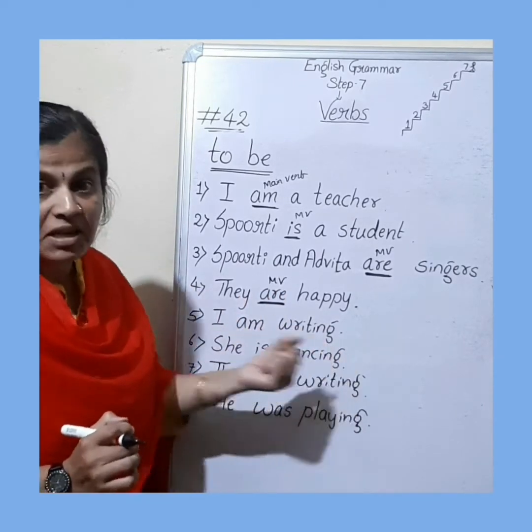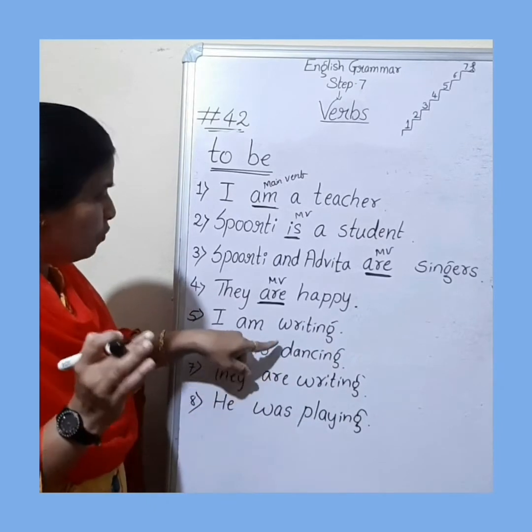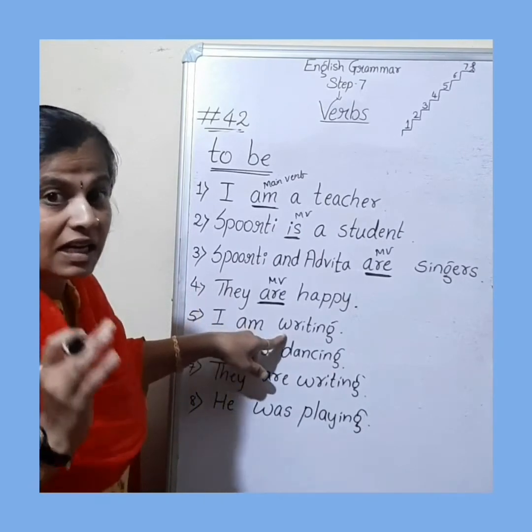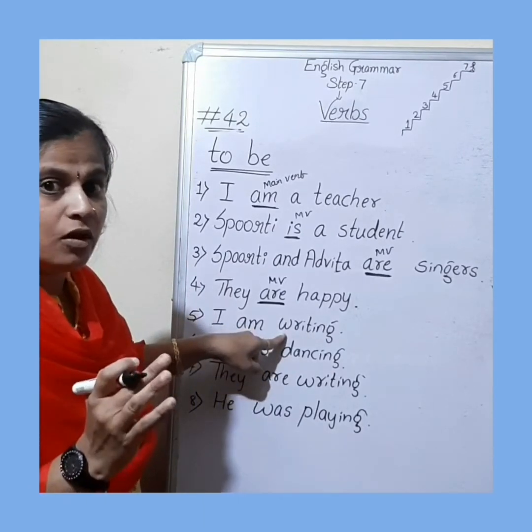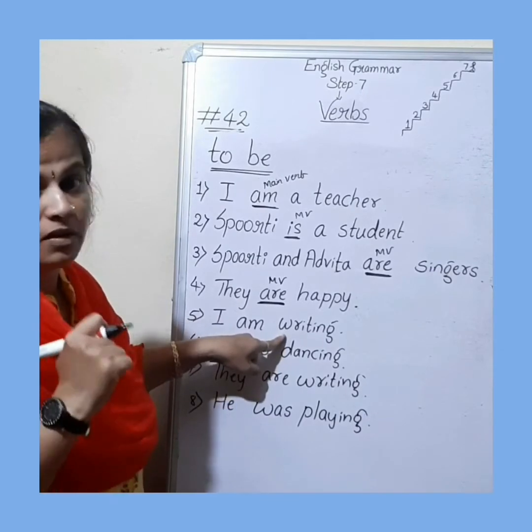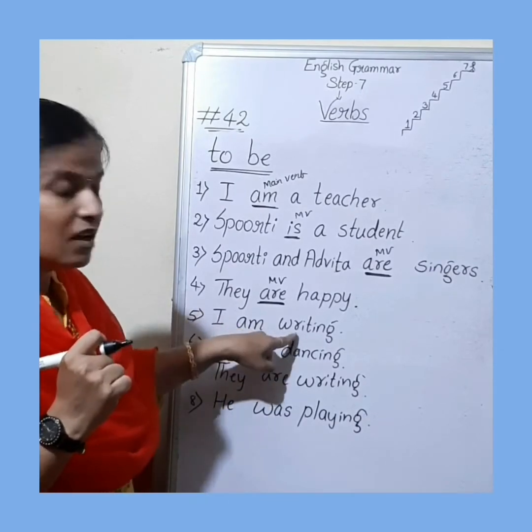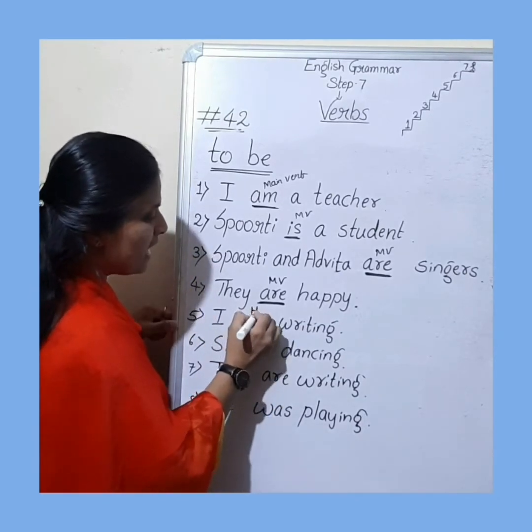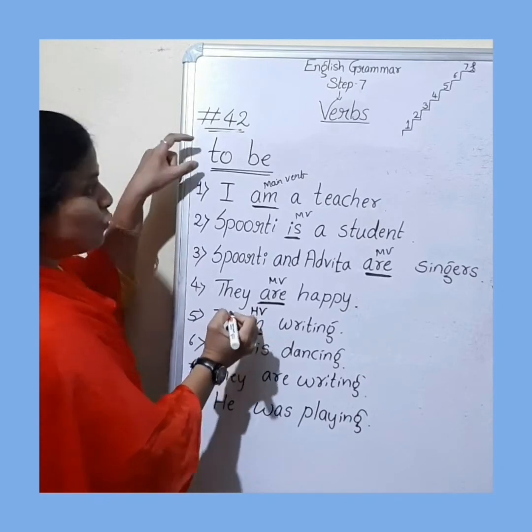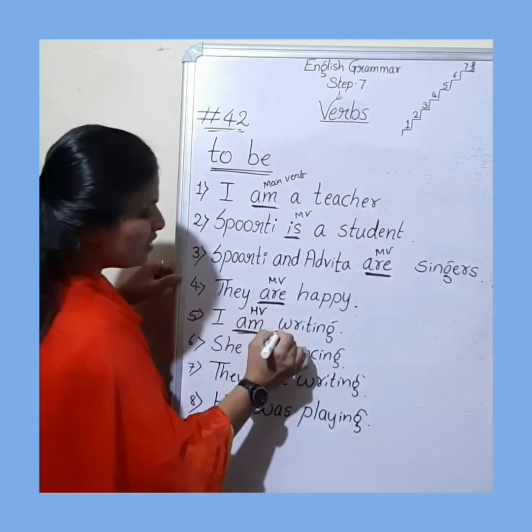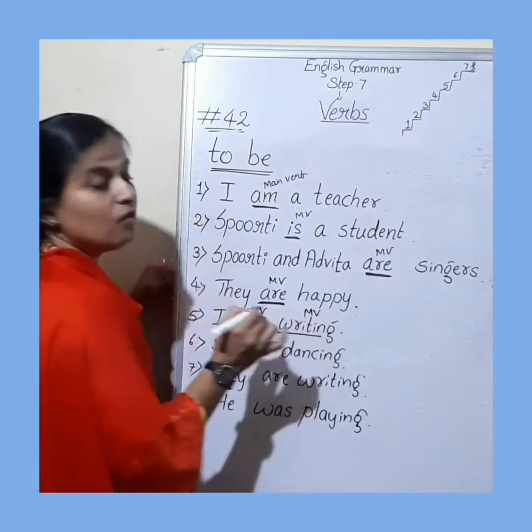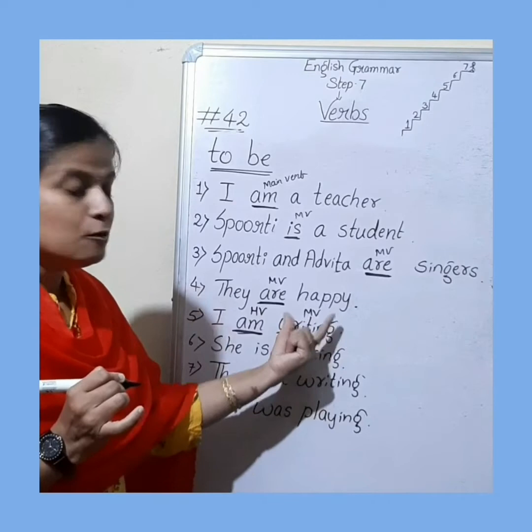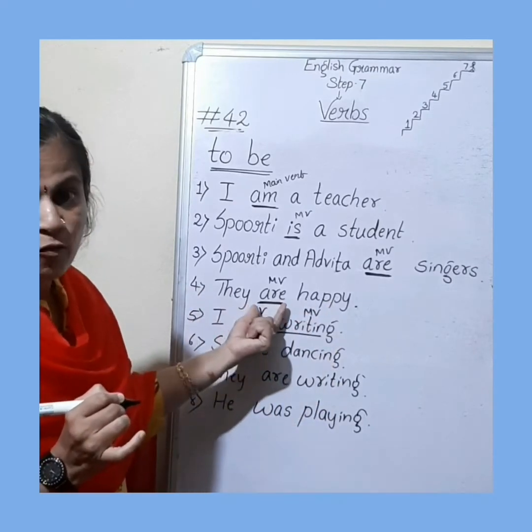Now have a look here. I am writing. Here you can see an action verb is there, a main verb is there. What is that main verb? Writing. Writing is main verb. Then who is the helping verb here? Who is helping this main verb? Am. This am is acting here as helping verb of to be form. So in this sentence, I am writing, writing is main verb. Am is helping verb over here.